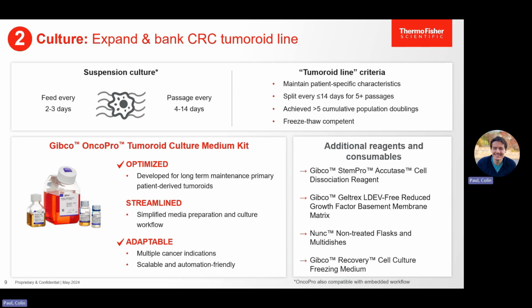This enables generation of large banks of tumoroid lines, which we typically feed every 2 to 3 days and passage every 4 to 14 days. And we call these lines established once they have these stable growth rates, demonstrate at least 5 cumulative population doublings from the original cell number, and are bankable and freeze-thaw competent.